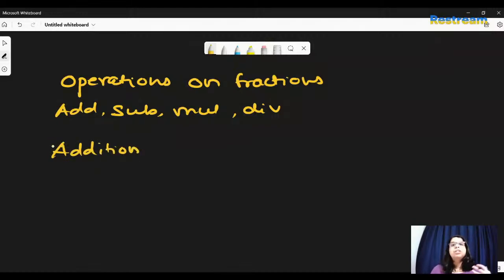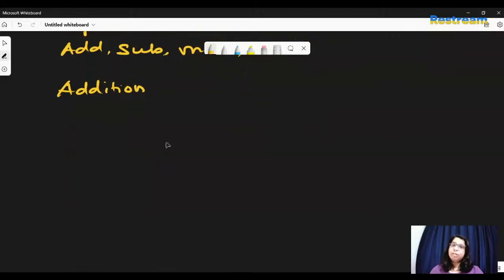Now, addition has two different types. One is where both denominators are the same, and then we can add directly. The other is where the denominators are different and we need to take the LCM of the denominators. We are going to first do a few examples where the denominators are the same. So let's say I have 3 by 5 plus 6 by 5.